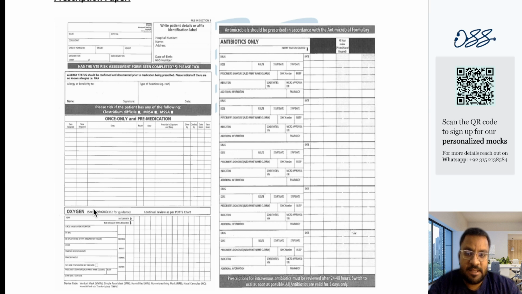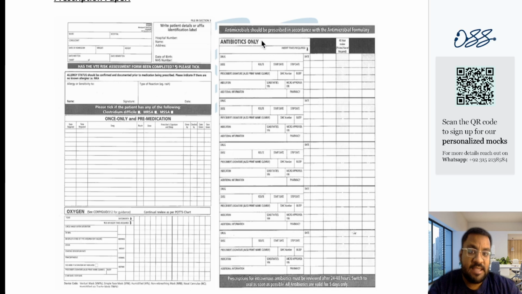Then comes the oxygen: what the oxygen requirement is, how it needs to be given, and what the target oxygen saturation is. All of that you need to write, and at the same time you need to write the time and the date as well, and the frequency by which you have to give the drugs.